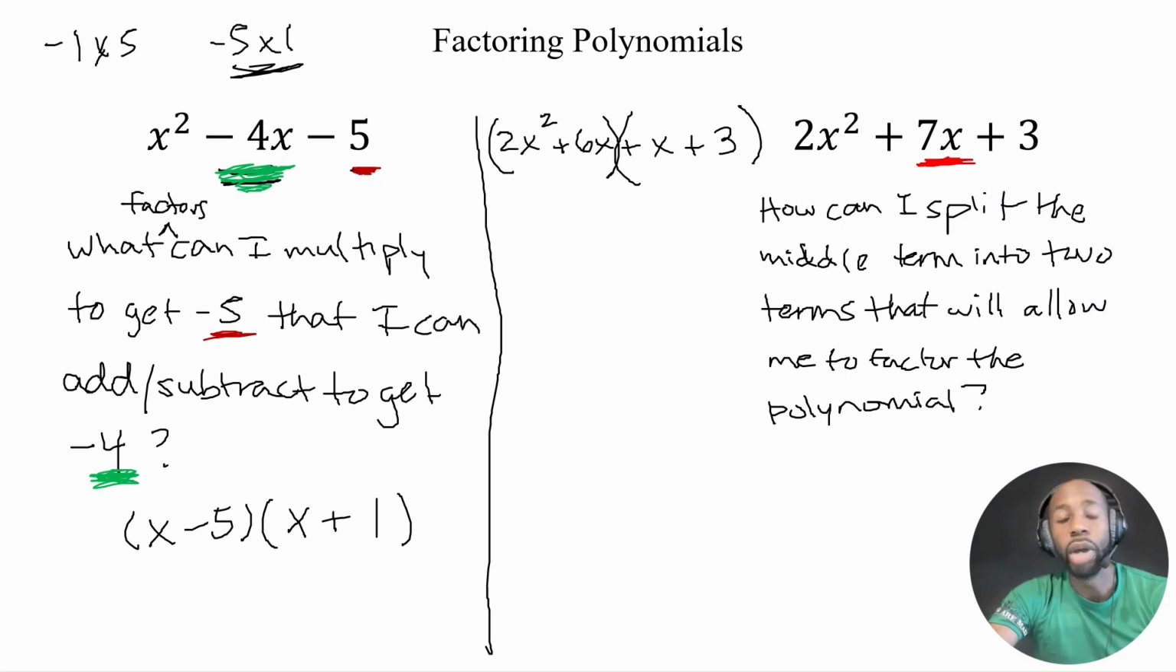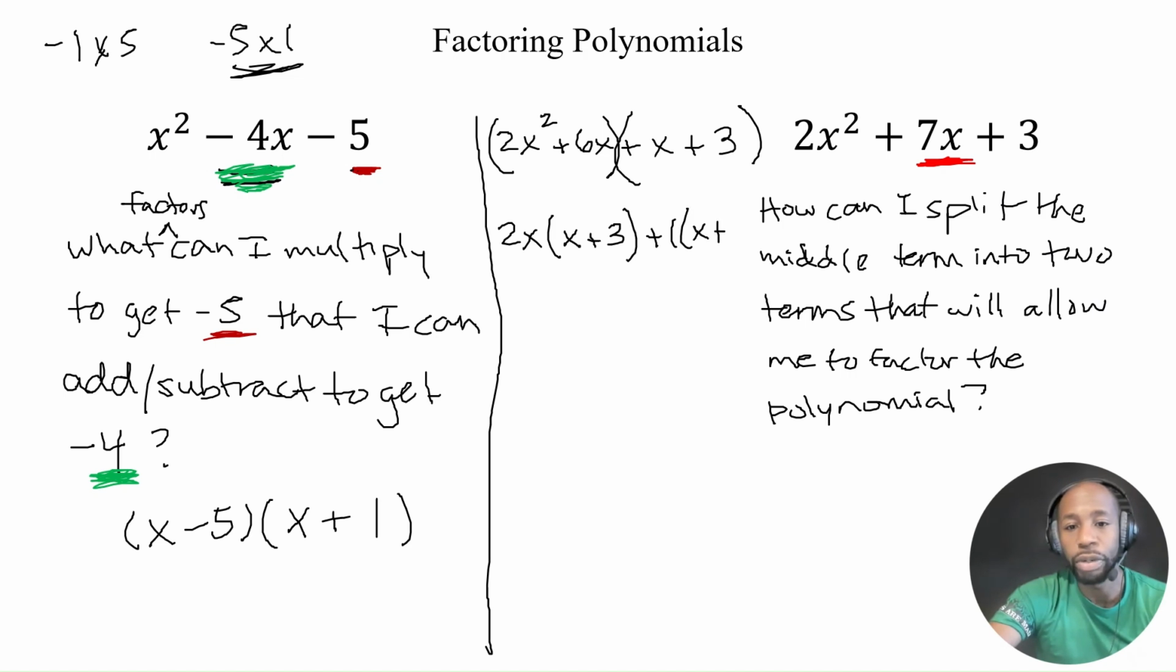Now I'm going to see what I can factor from each of these. For 2x squared plus 6x, I can factor out a 2x. In other words, I can divide both of these terms by 2x. So I bring a 2x out here. 2x squared divided by 2x is just x. 6x divided by the 2x we pulled out is 3. And from the x plus 3, really I can't factor out anything except for a 1. And then x plus 3.